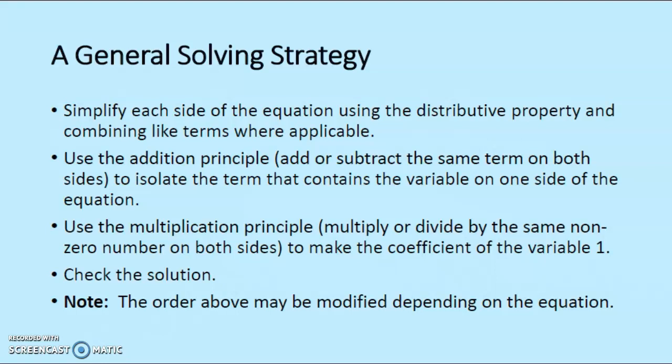So you'll try to get the variable on one side and all the other terms on the other side. Then we usually use the multiplication principle, which means you're multiplying or dividing by the same non-zero number on both sides in order to make the coefficient of the variable 1. Then you could check your solution. Linear equations are nice because you can always check your solution. That's an optional step, but it's something that you can always do. And again, please note that sometimes we do some extra things or change things around depending on the equation that we have.